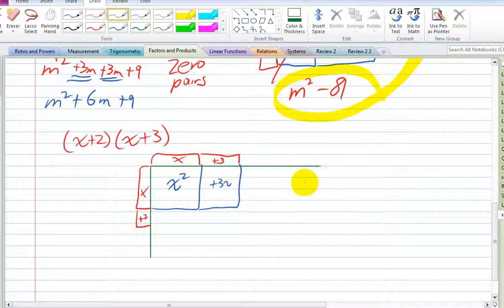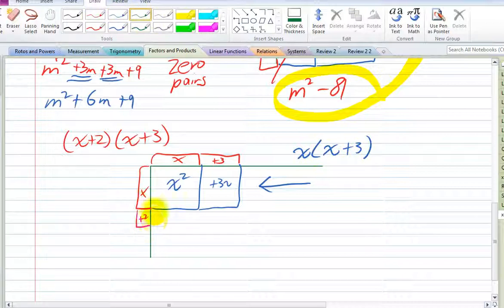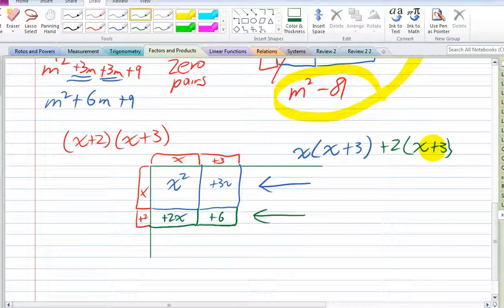So the first part, we had x times everything. So we took our x and went times x plus 3. Then we also took the plus 2 part, multiplied it by x to get plus 2x, and multiplied it right here to get plus 6. So this section here, we took the plus 2 and we multiplied it by x plus 3. So two parts imply that the x must multiply by both parts, and the plus 2 must also multiply those two parts.